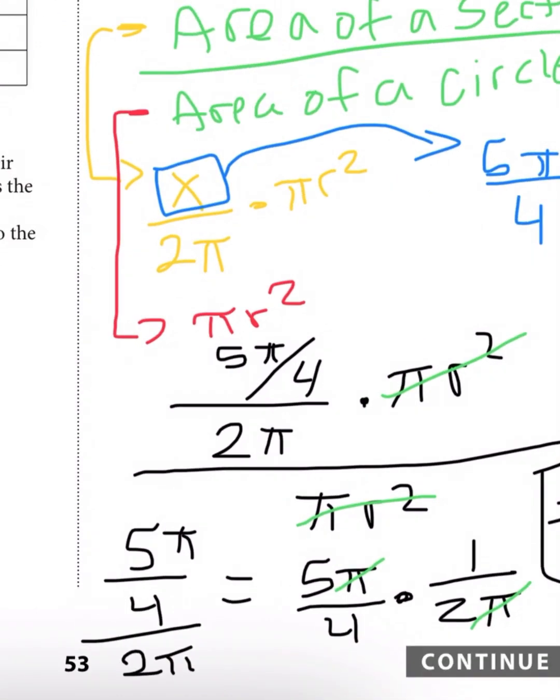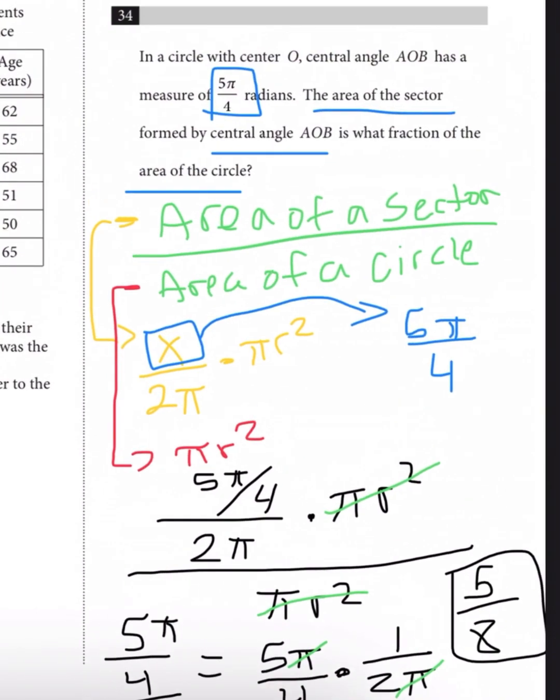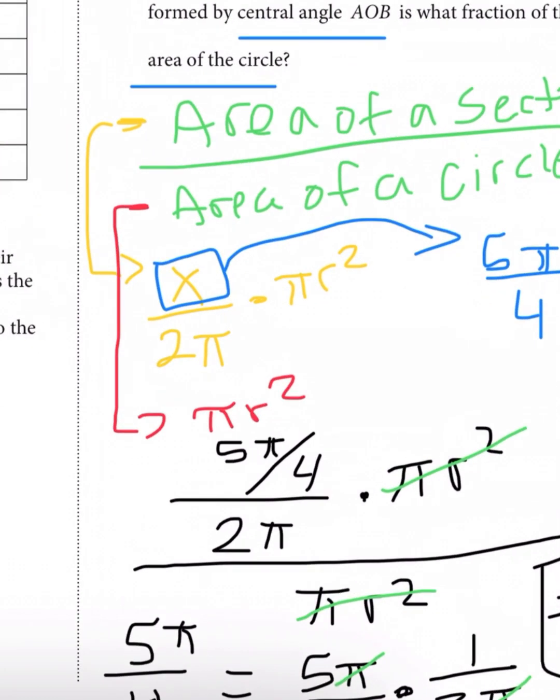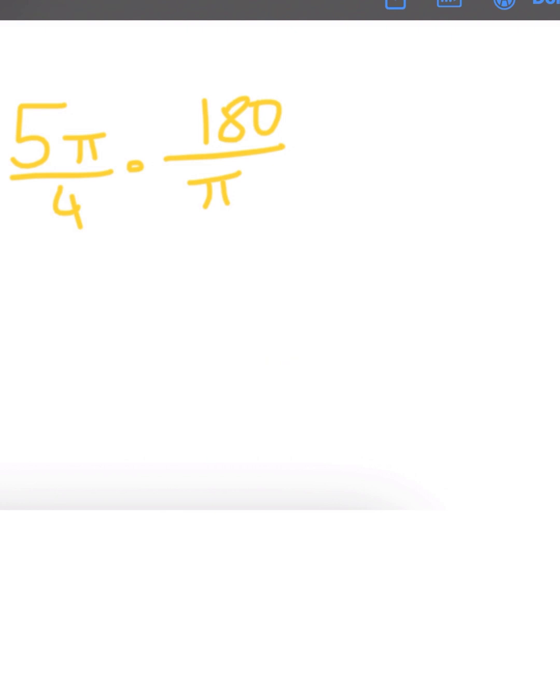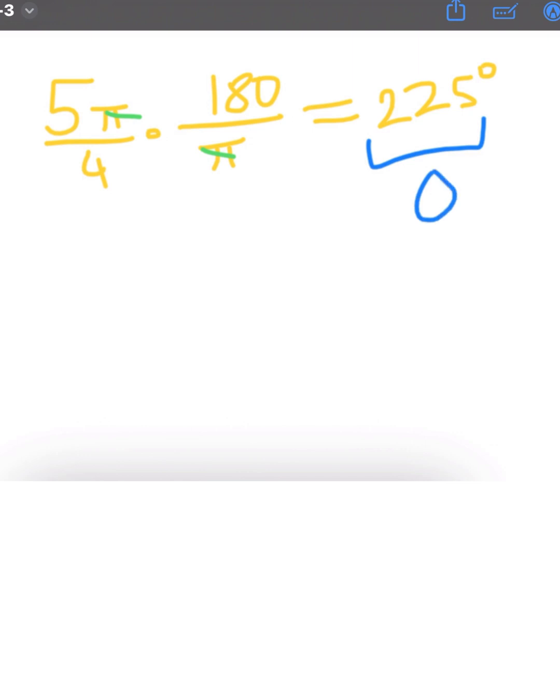Let me show you how to do it if you're converting the radians into degrees. If we're going to be converting the radians to degrees, we're going to be doing 5 pi over 4 times 180 over pi. Since this is a calculator section, you can use your calculator, but you can see that the pi's cancel off. And when you multiply and divide, you get 225 degrees, right? So that's now your theta value.